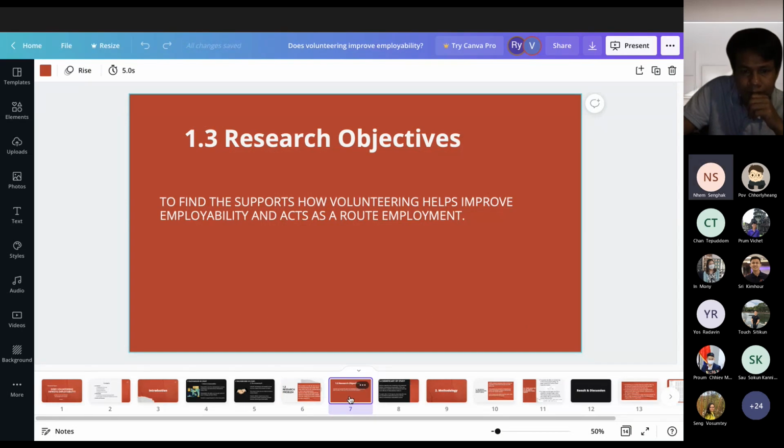So here is the research objective. In this research paper, it aims to find supporting arguments for how volunteering improves employees' employability and acts as a role in employment. Next slide, please.